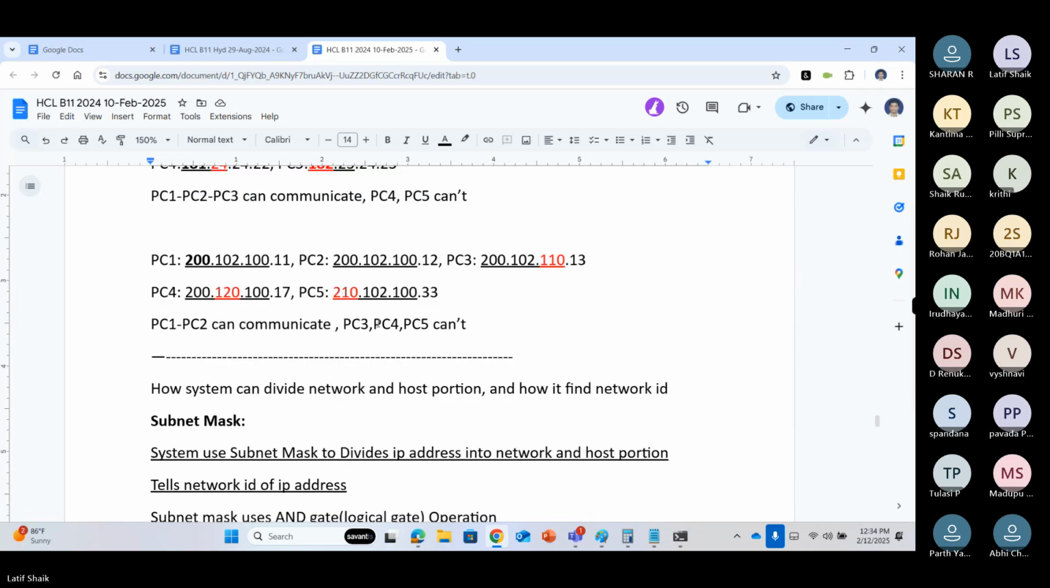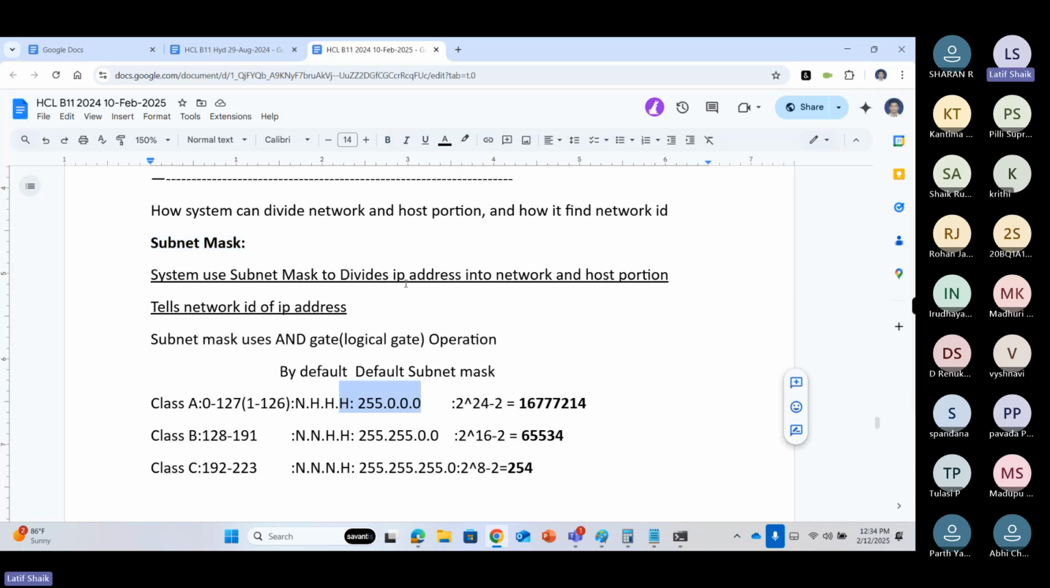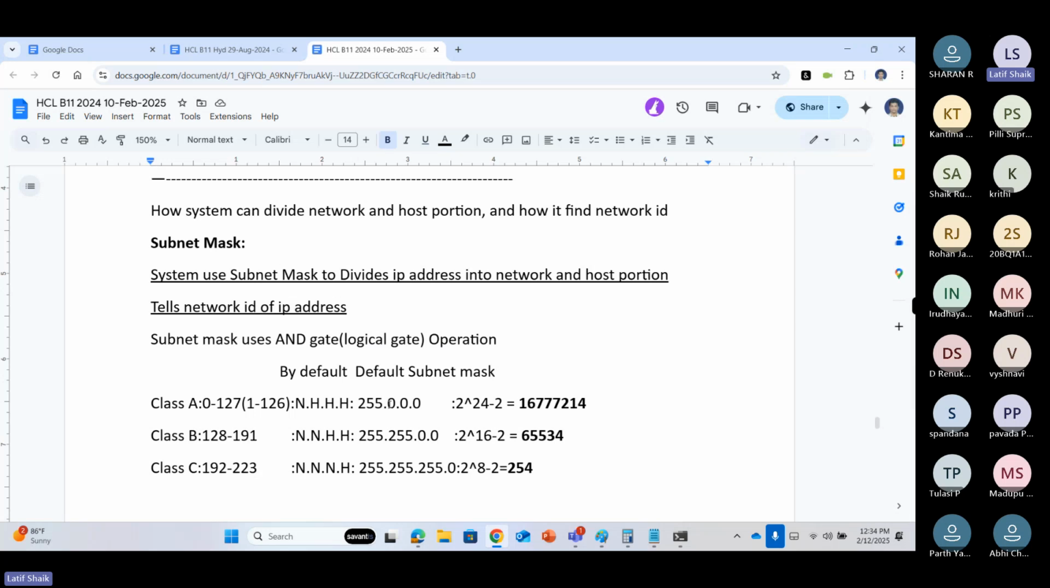As I said, the system uses the subnet mask to divide your IP address into a network portion and a host portion. It verifies that both devices have the same network, which means they can communicate with each other. If there are different networks, they can't communicate with each other, right? So how does the system know what is the network, what is the host, and what is its network ID? Same network ID means they will communicate with each other, right? It will use this subnet mask to find out.